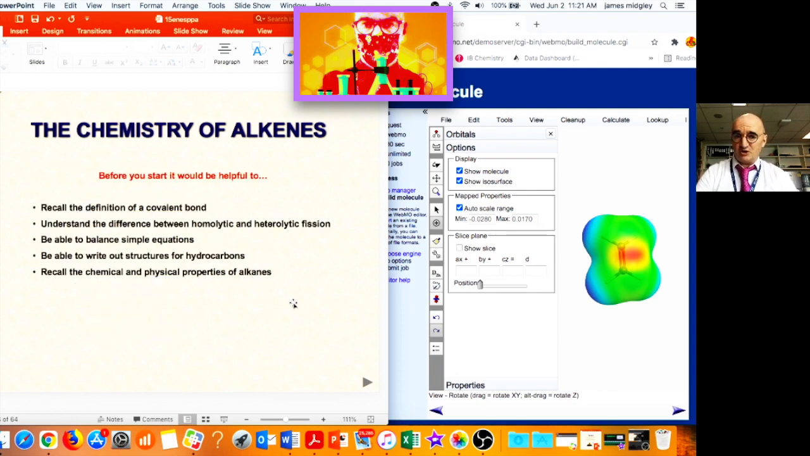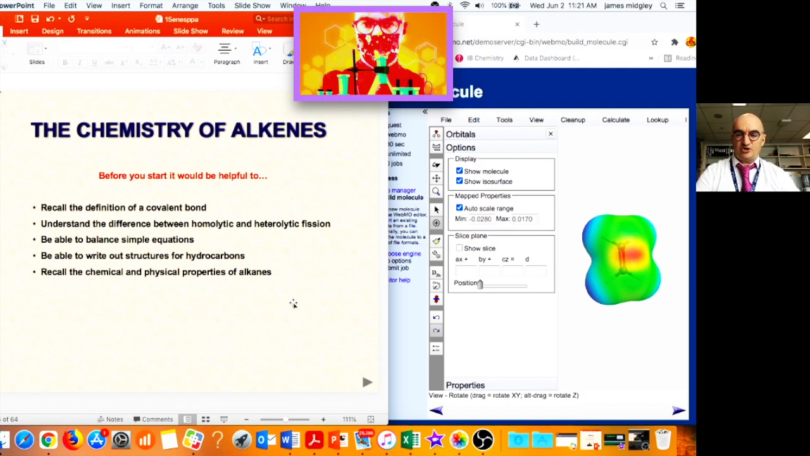Can you remember what is a covalent bond? What's the difference? When do we have homolytic fission? When do we have heterolytic fission? So homolytic, you are right, we have that when we have free radical homolytic fission. So that's the alkanes, normally with chlorine in the presence of UV light forming free radicals. Heterolytic, that's when we have an SN1 or an SN2 reaction, and we'll be looking at those in a different video. Balancing simple equations, we're going to assume you all know how to do that.